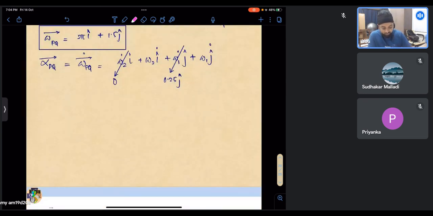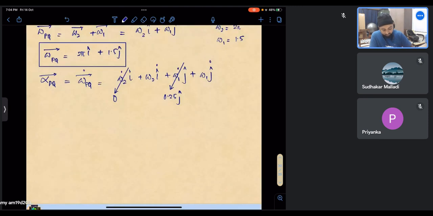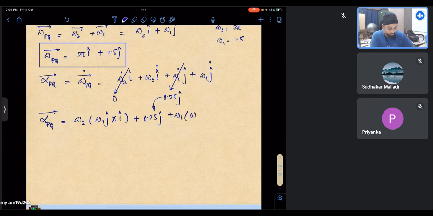So essentially, the entire system is rotating with an angular velocity equal to omega 1 because of the stand. So essentially alpha PQ, if we see, it is omega 2 omega 1 j cap cross i plus 0.25 j, which is nothing but this quantity, plus omega 1 into omega 1 j cap cross j. So this is 0. This is just something we need to calculate.